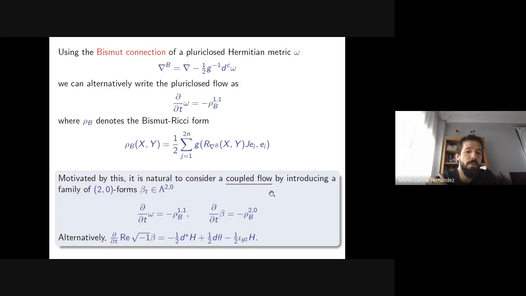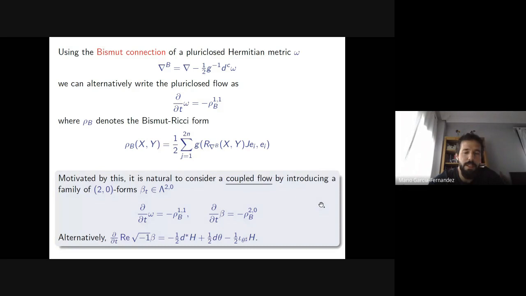And actually, a nice feature of this is that if you take the real part of this, then this precisely evolves with an equation which is one degree less than the one which appeared in the generalized Ricci flow. So this will be like the equation for the B field rather than for the three form H in the physics setup. Okay, so this is going to be important for us.